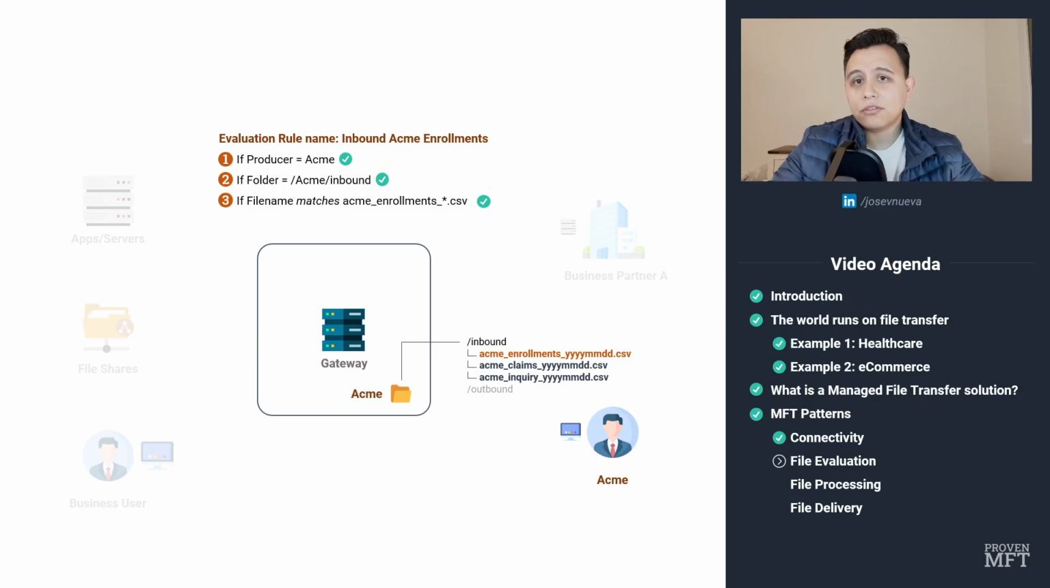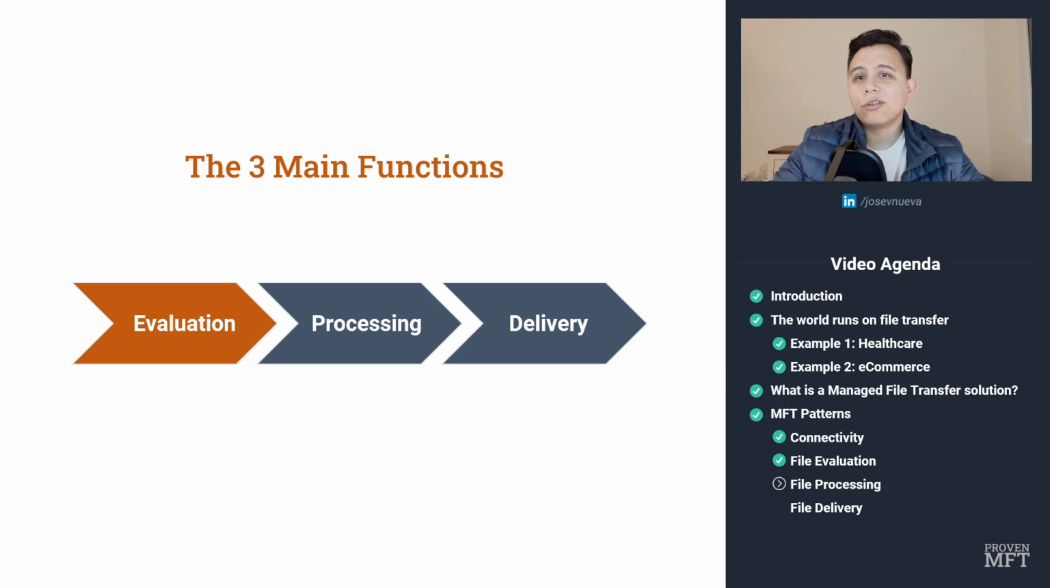If Acme produces a file that lands in the inbound mailbox and the file name pattern is Acme enrollments star.csv, then process and deliver the file this way. Our second rule would be if Acme produces a file that lands in their inbound mailbox and the file name pattern is Acme claim star.csv, then process and deliver the file this way, and so on and so forth for the third rule.